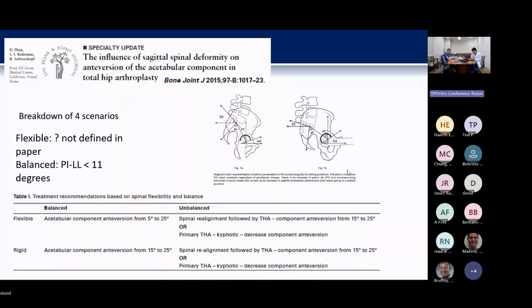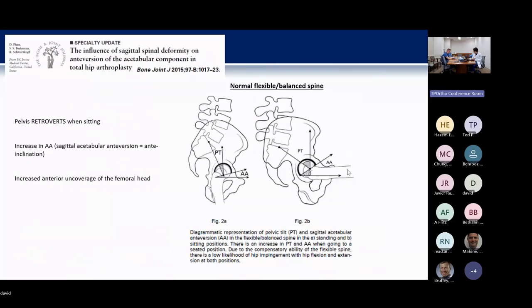And essentially, this paper advocated for trying to do, if you have lumbar pathology, to try to reconstruct the lumbar lordosis first to get them out of relative kyphosis prior to placing your total hip. And then if there's some rigidity to the spine, you may want to end up putting your anteversion a little bit higher just because they may not have the same ability to go through range of motion.